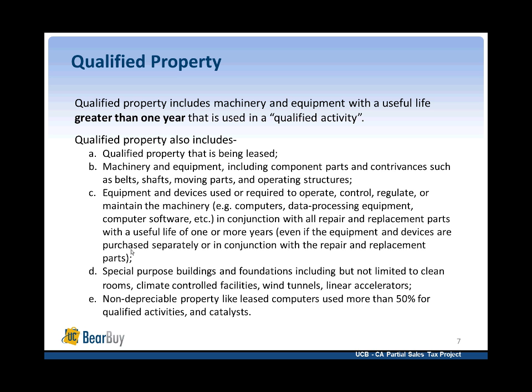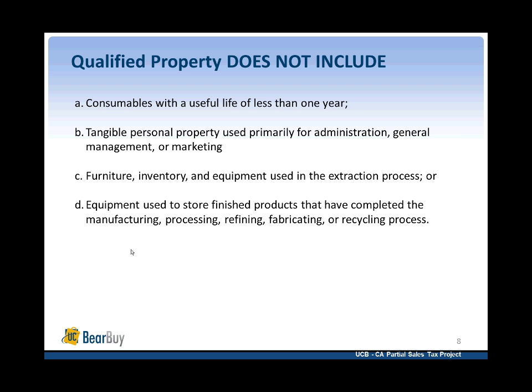So that's what does qualify. What doesn't qualify are any consumables with a useful life of less than 1 year, any tangible personal property used primarily for administration, general management, or marketing, furniture, inventory, and equipment used in the extraction process, or equipment used to store finished products that have completed the manufacturing, processing, refining, fabricating, or recycling process. So this includes those refrigerators that may be used to store any equipment that needs to dry and so on. Those types of equipment don't qualify.